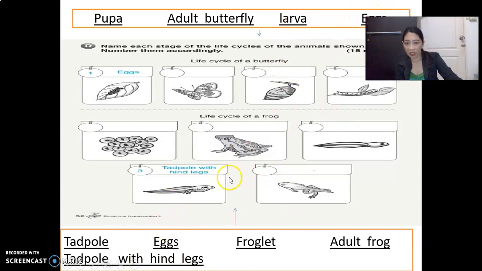Then this one, the life cycle of a frog. These are the choices. Which is number 1, number 2, number 3 is finished, and which is number 4 and number 5. Write their number and their name. Tadpole, eggs, froglets, adult frog, tadpole with hind legs. Tadpole with hind legs is finished. This is number 3.